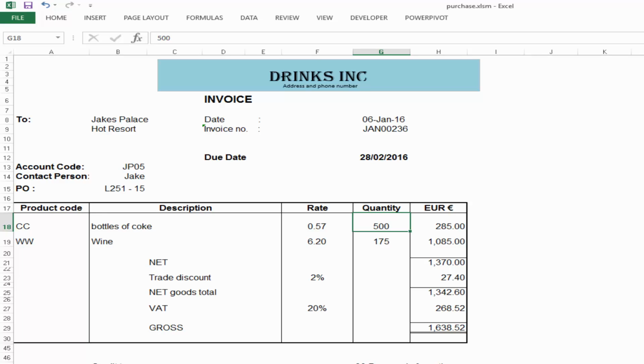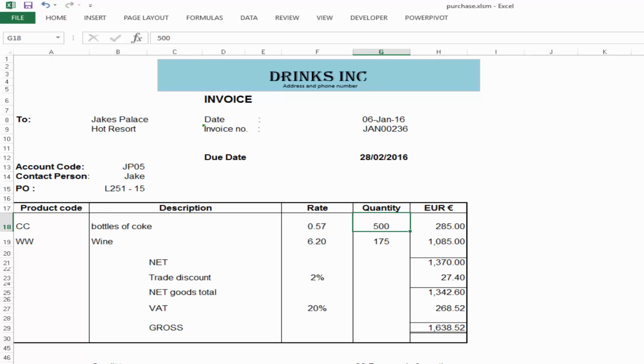It then gets into the detail of the invoice. And you can see that although we only received 400 bottles of Coke, we were actually invoiced for 500 bottles of Coke. Now the quantity of wine is fine because what we ordered, we received. What else do we need to check on this invoice?